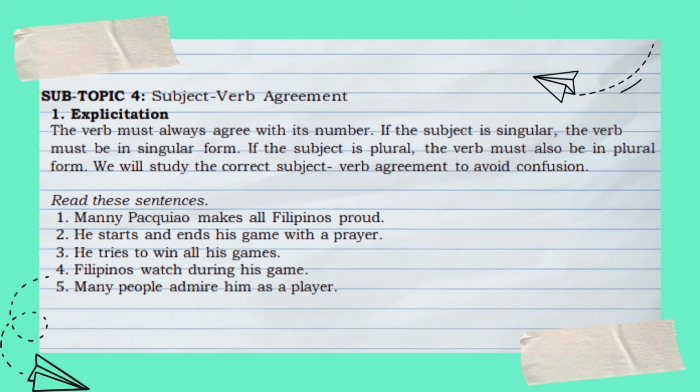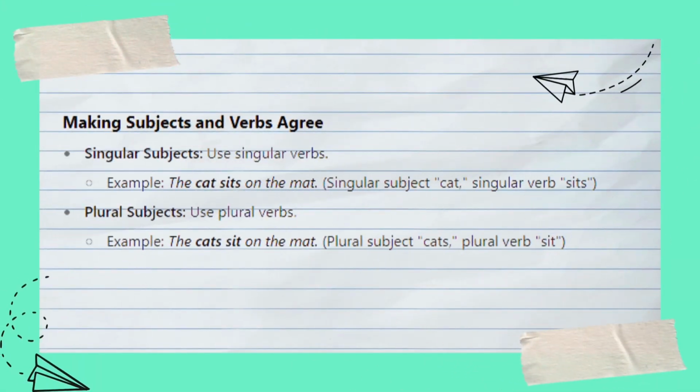Okay, so let's read the sentences. Manny Pacquiao makes all Filipinos proud. He starts and ends his game with a prayer. He tries to win all his games. And many people admire him as a player. Alright, so now, how do we make subjects and verbs agree?